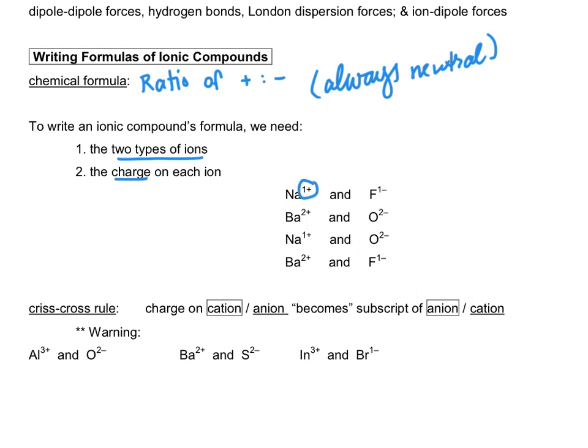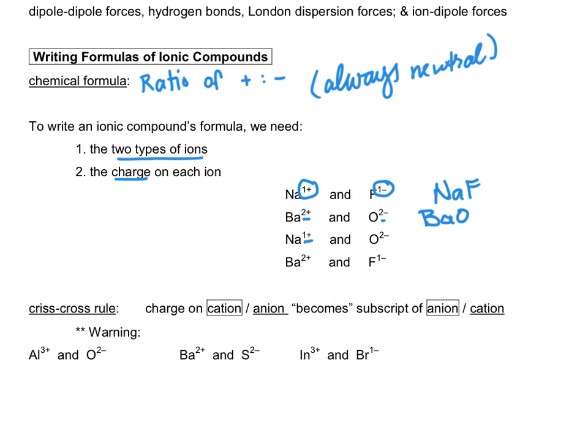So here I have a 1 plus and a 1 minus. If I just put those together, it's already neutral. So my formula is going to be NaF. Always put the positive first. Here I have a 2 plus and a 2 minus, so I just have BaO.